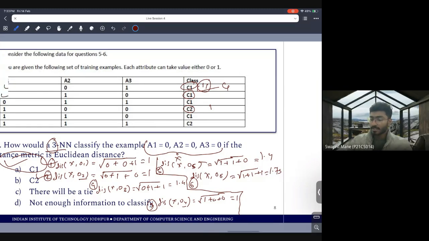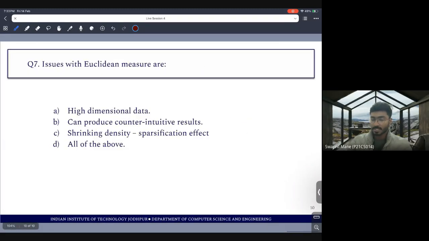Okay, let's move to another question. This is the last question. This is a theoretical question. Might be we will get it correct. Okay. Read this question carefully and let me know which one is the correct option.